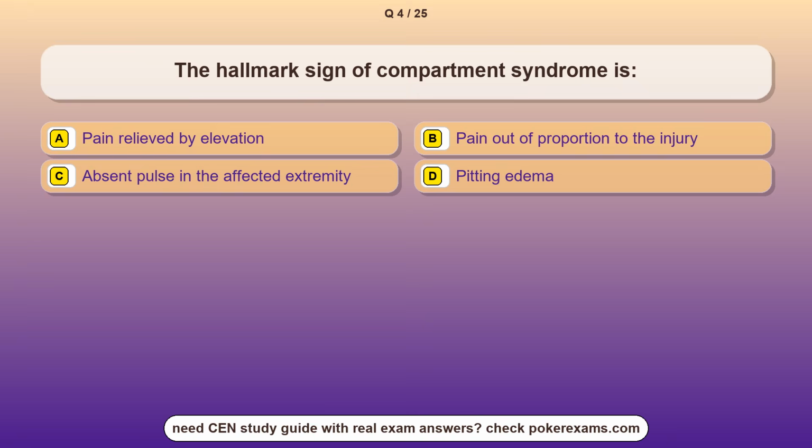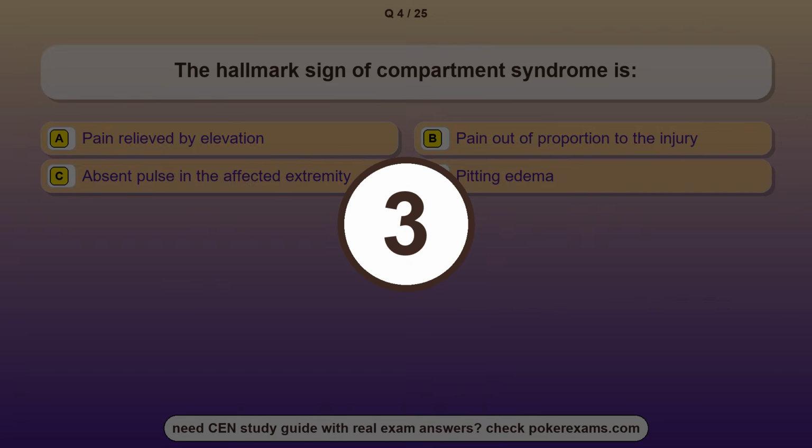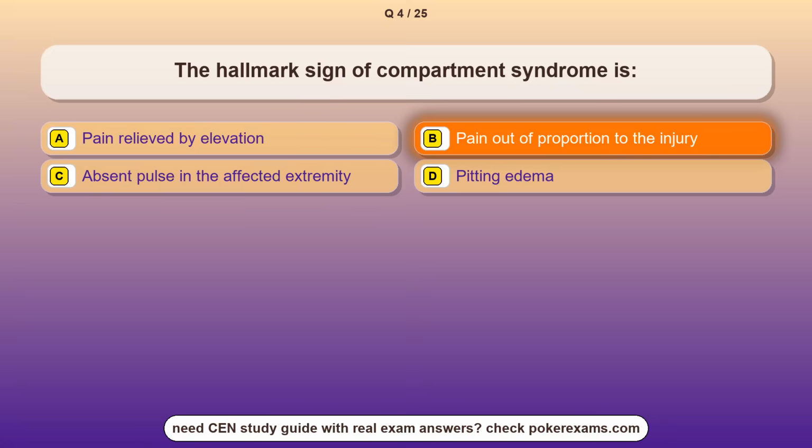Question 4. The hallmark sign of compartment syndrome is Option A, pain relieved by elevation. Option B, pain out of proportion to the injury. Option C, absent pulse in the affected extremity. Option D, pitting edema. The correct answer is option B, pain out of proportion to the injury.